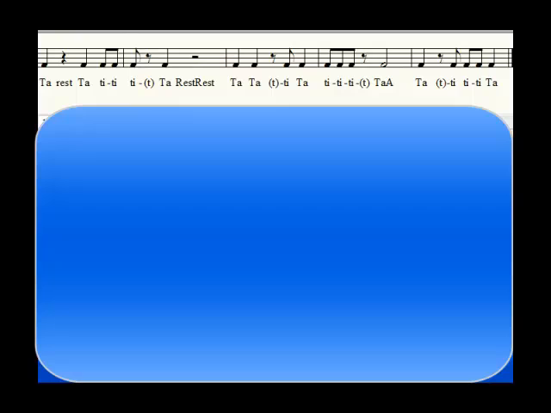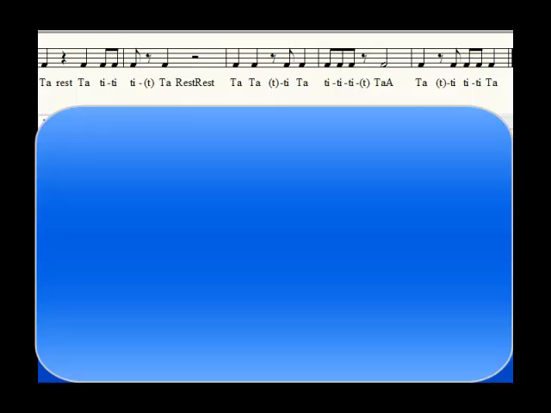Let's do it one more time, but let's focus from the ending, and then we're going to add the bar before. So let's do the last bar. Here we go. Ta, ti, ti, ti, ta. One more time, the last bar. Here we go. Ta, ti, ti, ti, ta. Good job. Now let's try the bar before that. The one with ti, ti, ti, ta, that one.